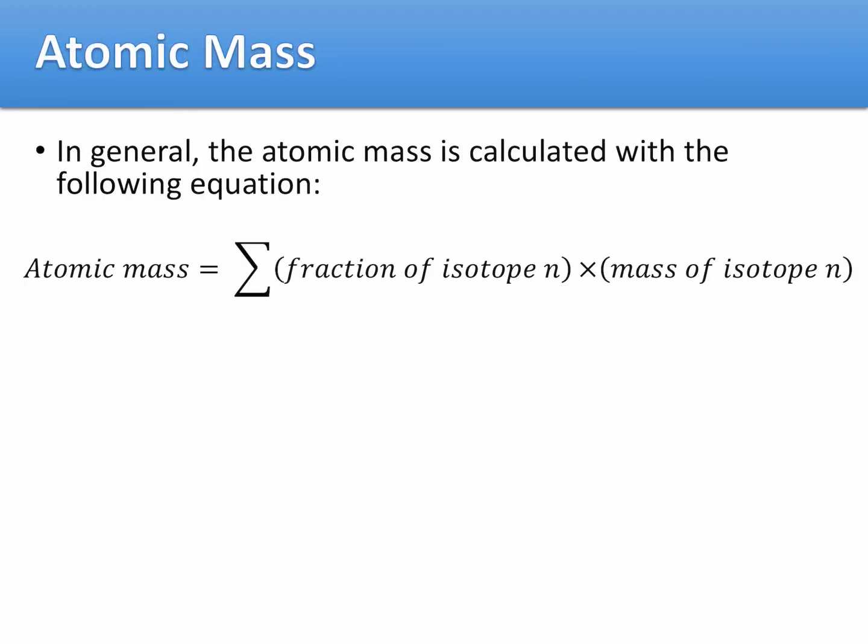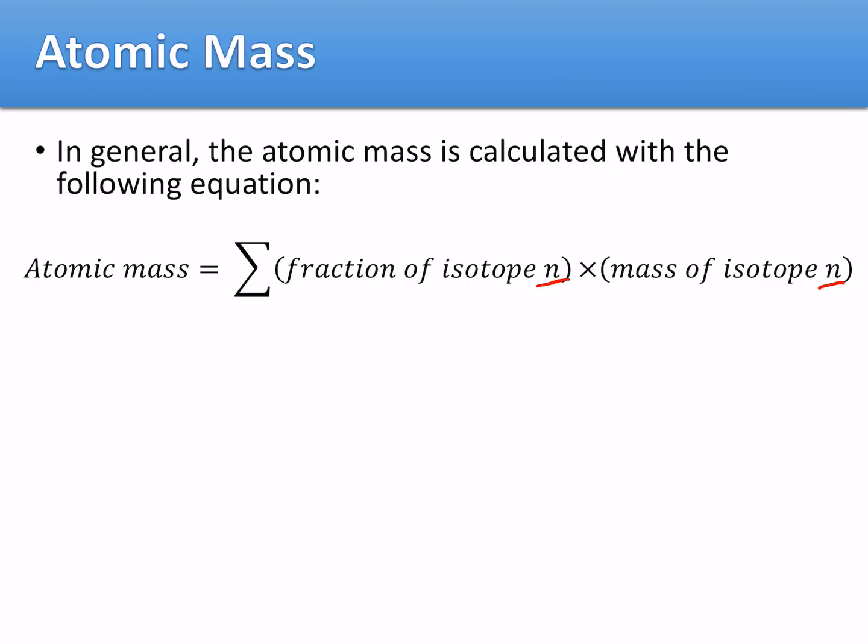So when it comes to calculating an atomic mass for any given element in the periodic table, you have to look at how many stable isotopes you have in that element, and then you will use this equation. Here, n refers to each one of the isotopes. How many isotopes? It depends on the element. If it's just one, it's just the mass of that isotope. If it's two, you have to combine the fraction of that isotope times the mass of the isotope, add them together, and then you get the atomic mass.